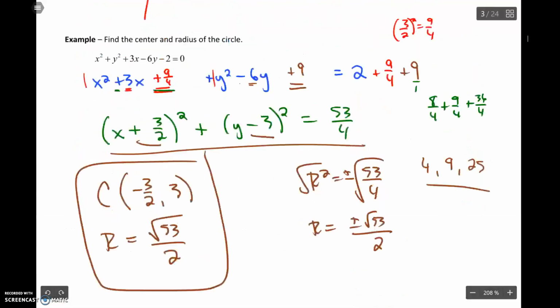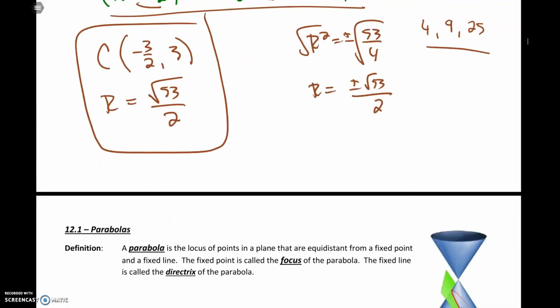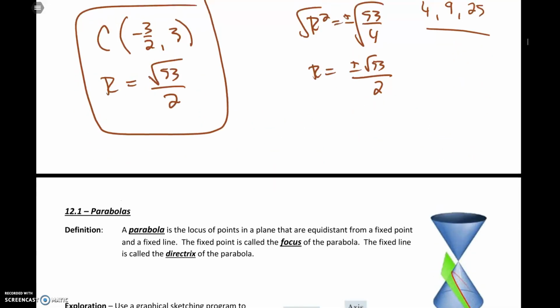All right, so that's circles. That's actually review, but make sure you practice and do that worksheet. Next video will be on parabolas. Parabolas we studied before as well, but we're going to study them from a different perspective now.